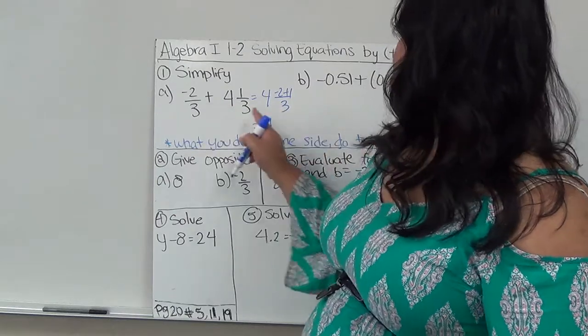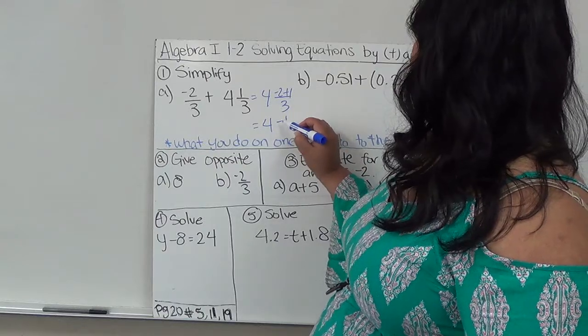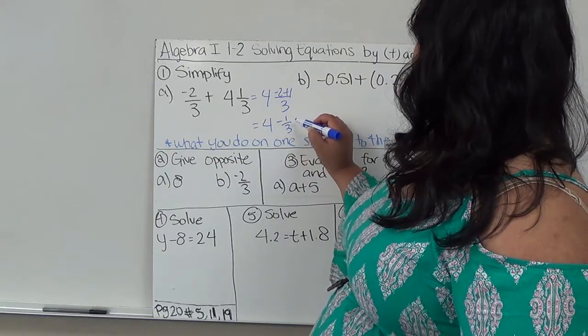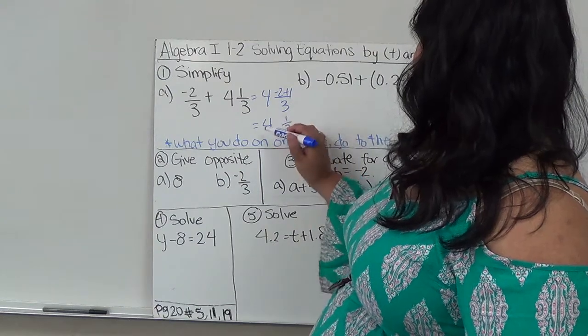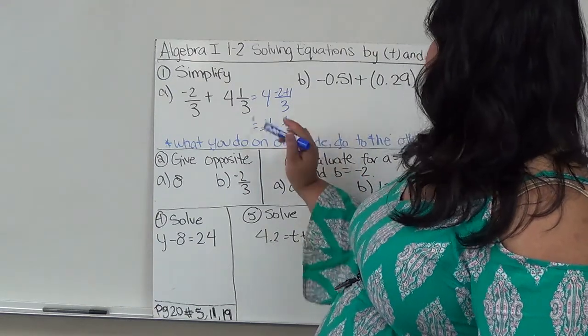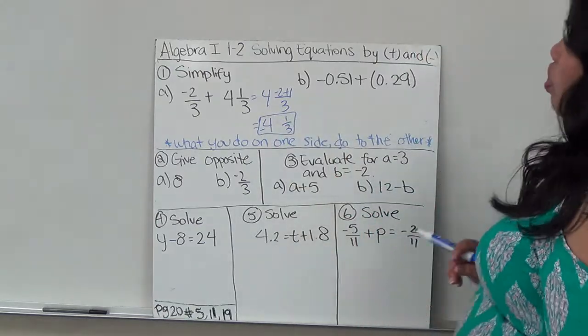Because there's no whole numbers, 4 stays the same. Negative 2 plus 1 gives me negative 1 over 3. So I can write it like this, or I can also put the negative over here. So the negative can go anywhere. If there's a negative in the whole thing, so negative 4 1/3.